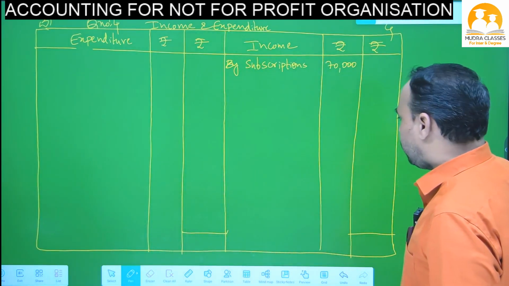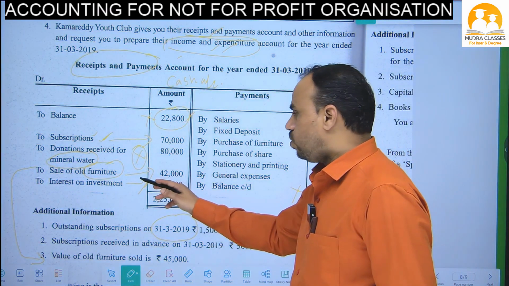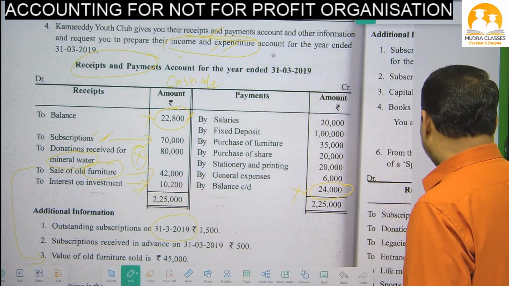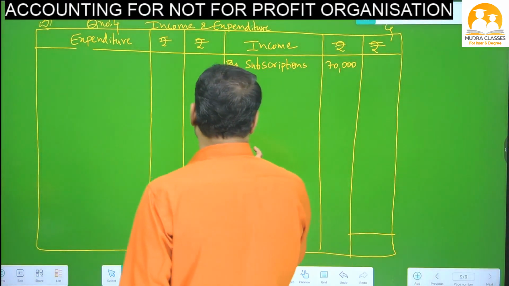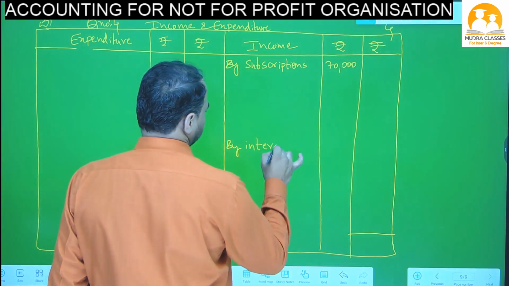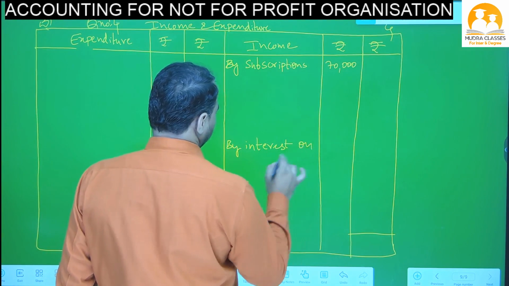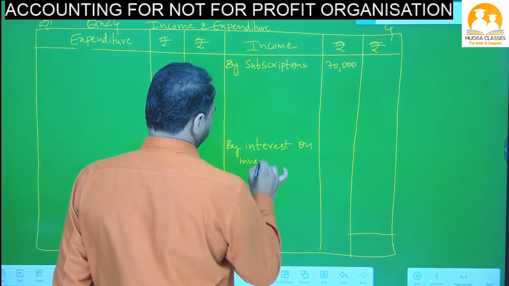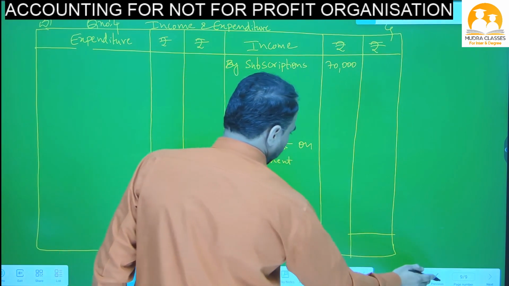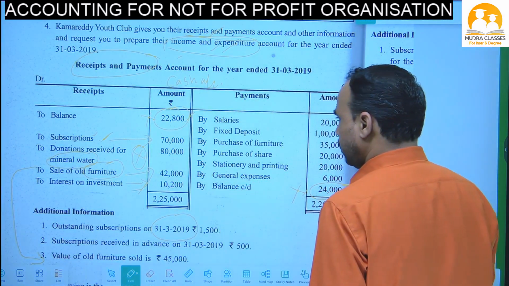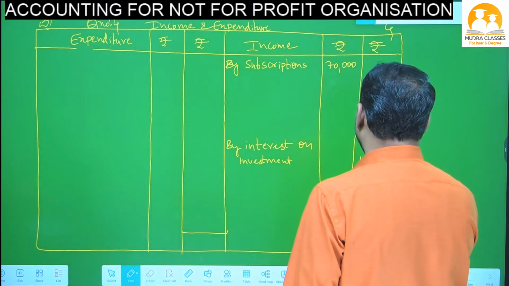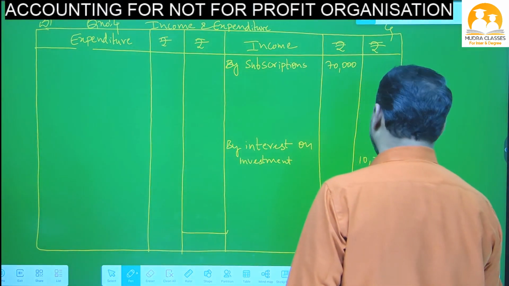So here, what is given, sale of old furniture, is an asset, so we will not record it. Next, interest on investment is a regular source of income, so we will write it by interest on investment. What is the amount, beta? Interest on investment is 10,200, so write down 10,200 here for interest on investment. Okay, now see the next one.